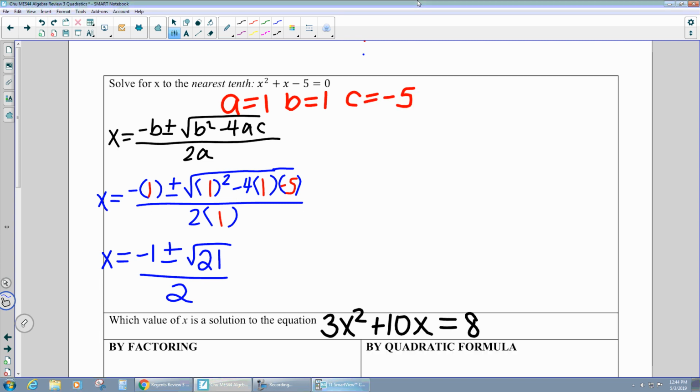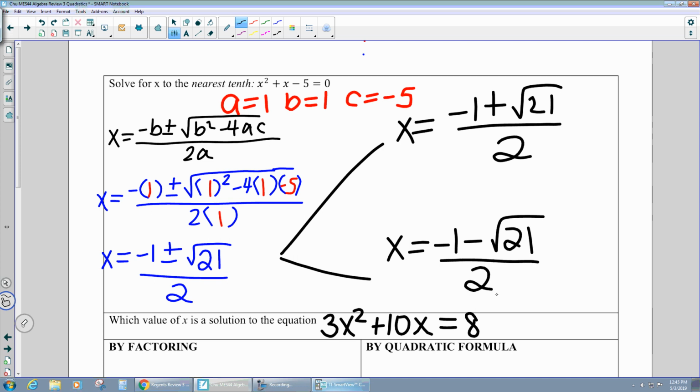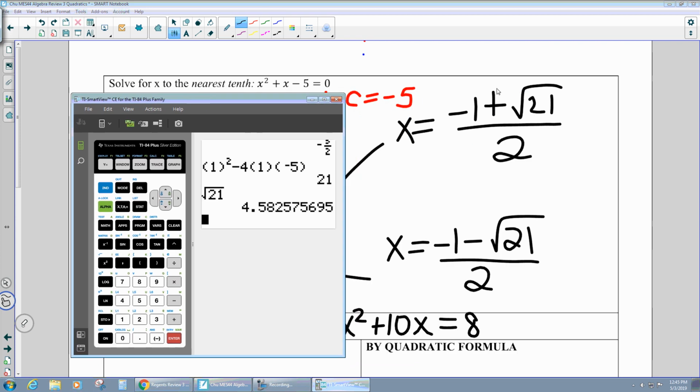Our next step is to break it up into two equations. So one of the equations is x equals negative 1 plus the square root of 21 divided by 2. Our other equation, x equals negative 1 minus the square root of 21 divided by 2. And you'll see that we can enter this into our calculator exactly as we have written. So let's do this top equation.